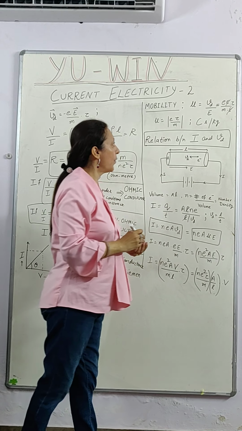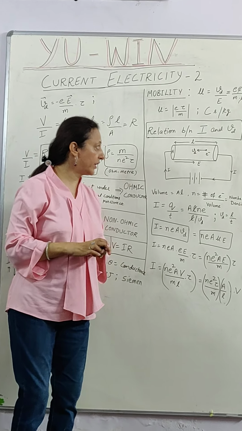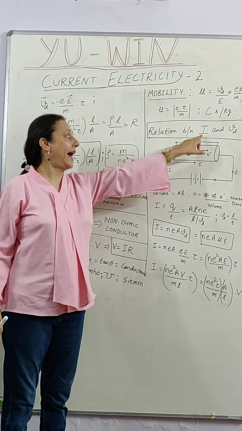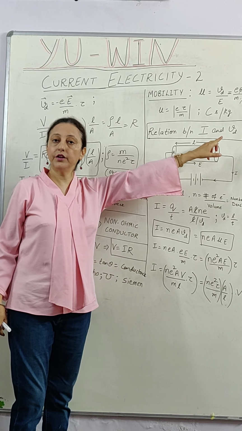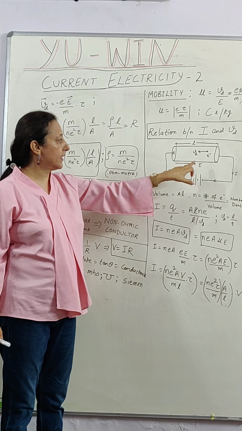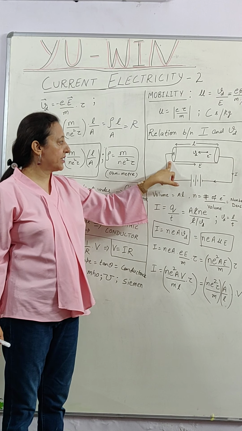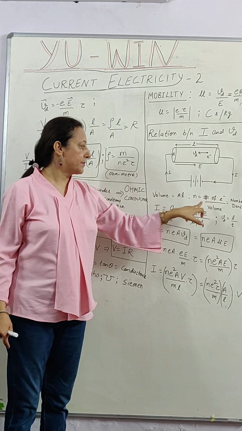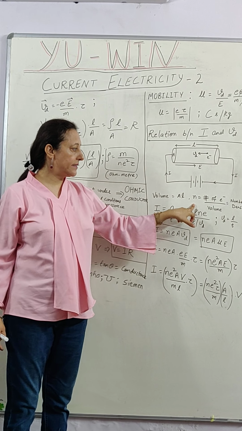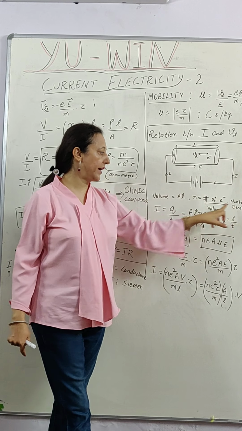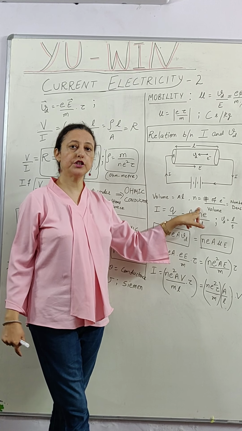Now a very important relation here is the relation between the current and the drift velocity. This expression is quite useful in the next chapters also. We need this expression, that is I, and the relation between I and the drift velocity. Now consider a conductor whose area of cross section is A and length is L. Small n we are denoting as the number density of electrons. Number density is defined as the number of electrons per unit volume.